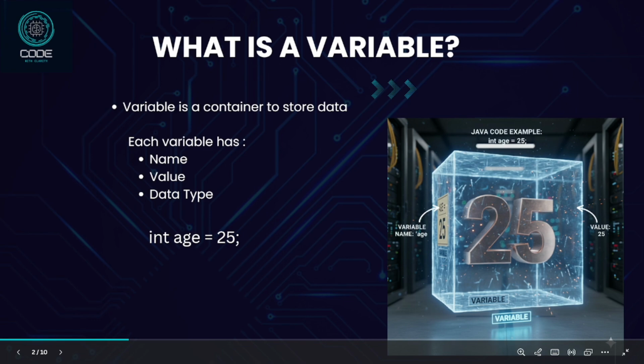Look at this line of code. int age is equal to 25. मैंने कैसे रीड किया है इसको? int age is equal to 25. int यहाँ पे डेटा टाइप है. age is the name of the variable. 25 is the value stored inside it. अब 25 एक नंबर है तो इसलिए मैंने डेटा टाइप लिया है integer. So if I compare it with a box, the label on the box is the name. The item inside the box is the value, and the type of item we are allowed to store is decided by the data type.